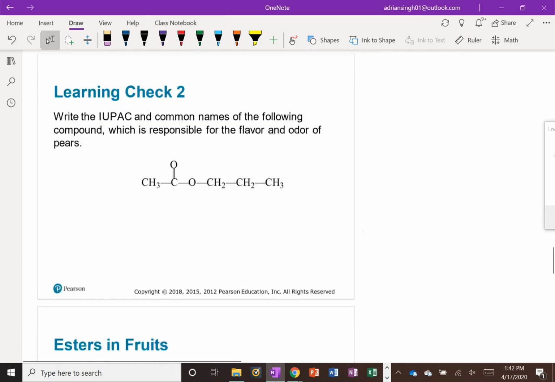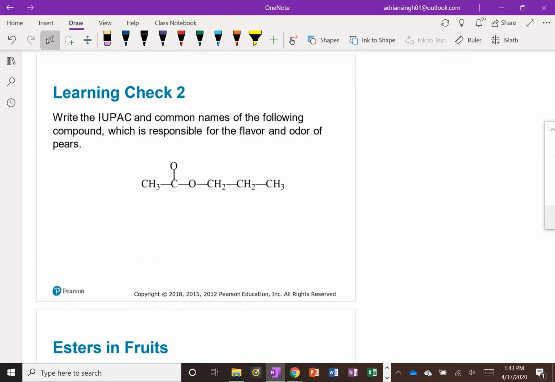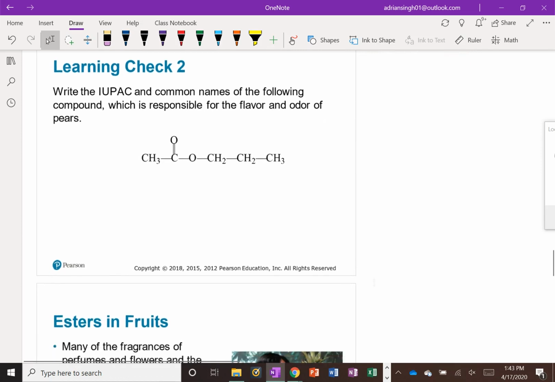All right, and then we have our next one here. It's just to write the IUPAC name. Well, I think we did that one previously. I'll leave that up to you to take a look at that one.